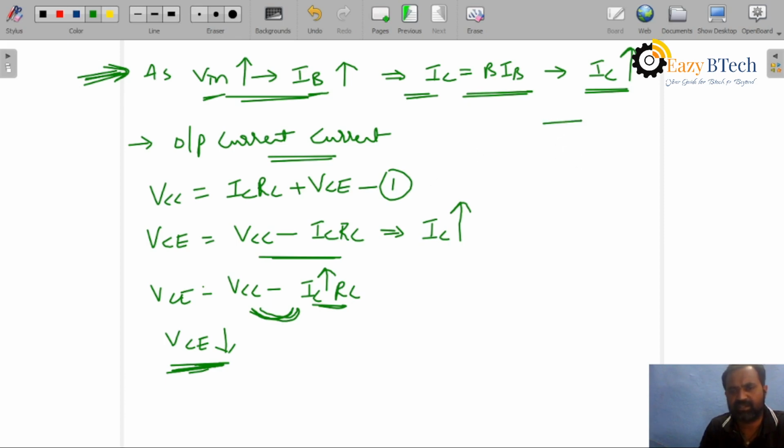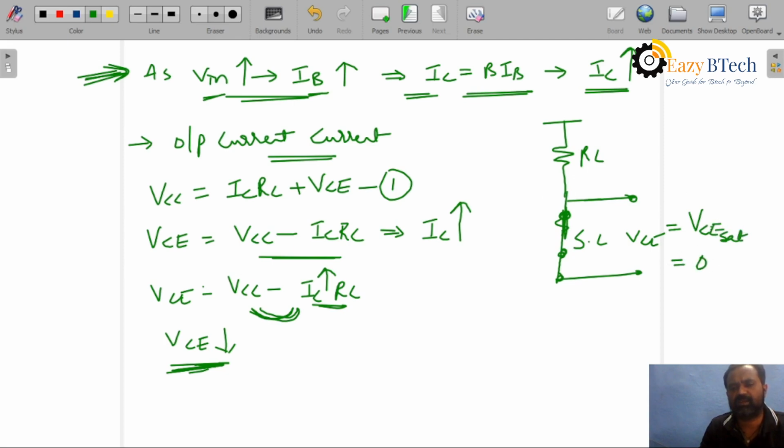It means you can see this is RC, this is a short circuit, and the output voltage you can take from here to here, this is VCE. Now when it acts as a short circuit, the short circuit voltage is 0, but we will see this VCE as VCE sat, VCE saturation. It will be 0.2 volts for silicon, 0.1 volt for germanium, and it cannot decrease beyond this when in saturation, when it acts as a short circuit. This is the switching operation of the transistor.